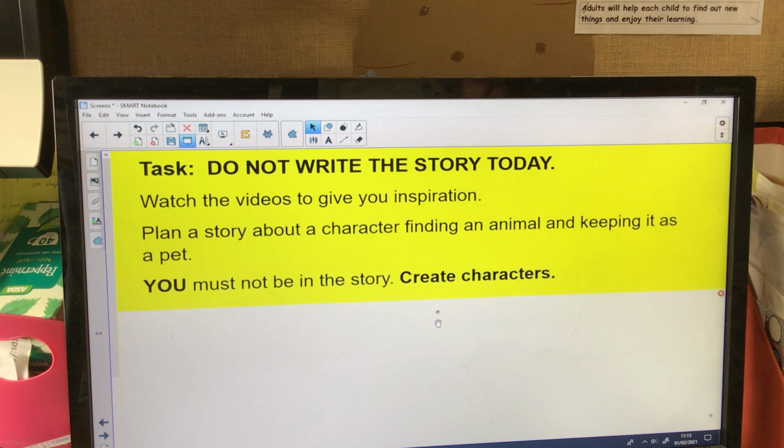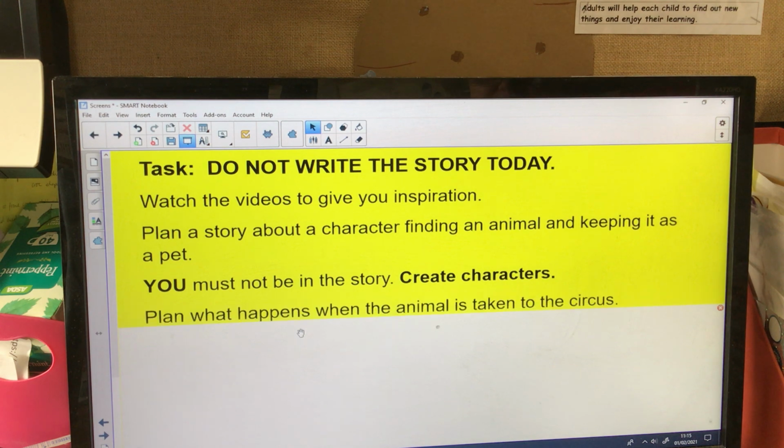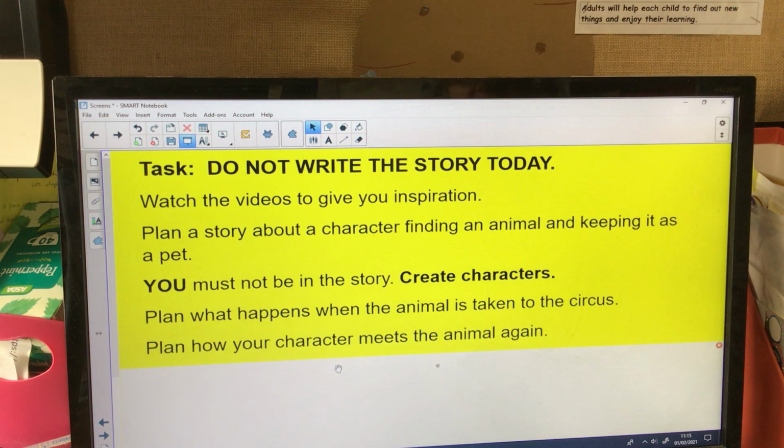You must not be in the story. Okay, it is a character. You need to create a character. The Butterfly Lion character is Bertie. Okay, so you are not in the story. You need a character's name. Plan what happens when the animal is taken to the circus. How does your character feel and how does that come about? Plan how your character meets the animal again at the end of the story. Remember, Bertie finds the lion, the fully grown lion by then, at the end of the story.